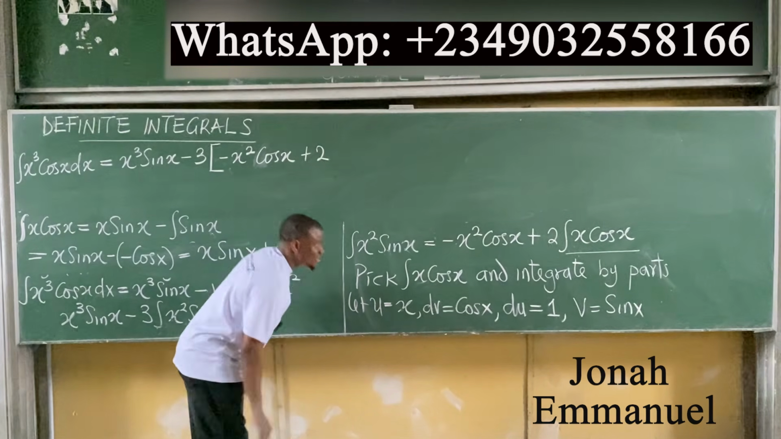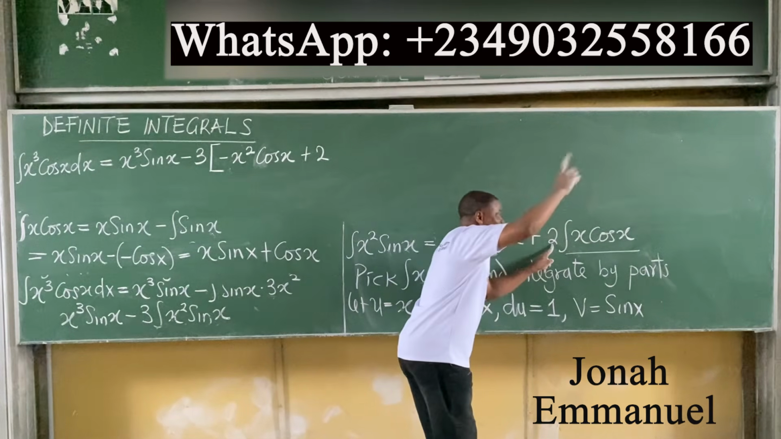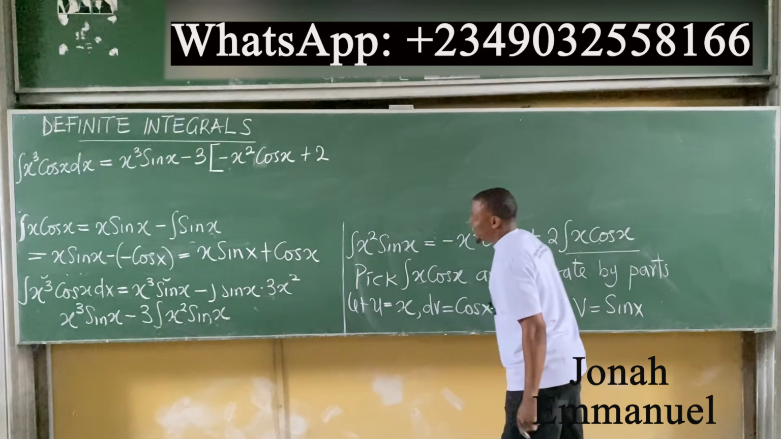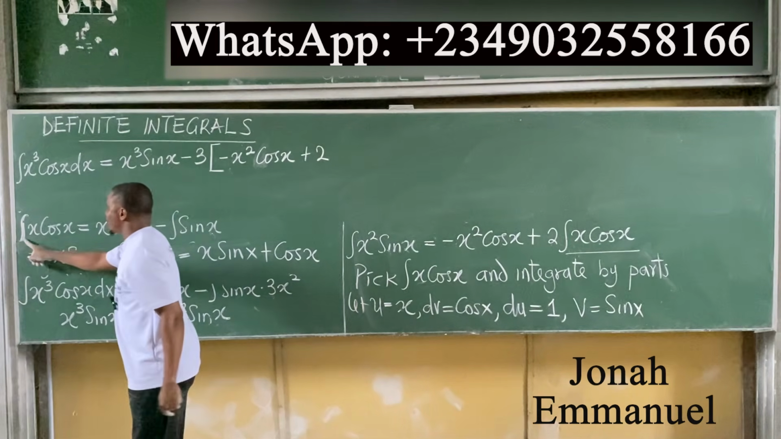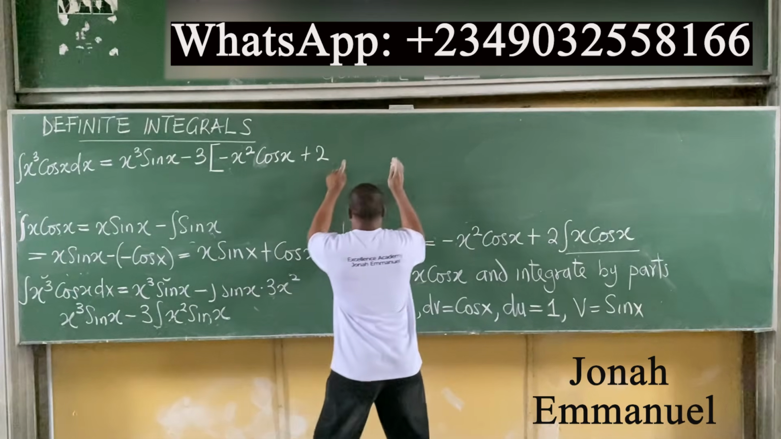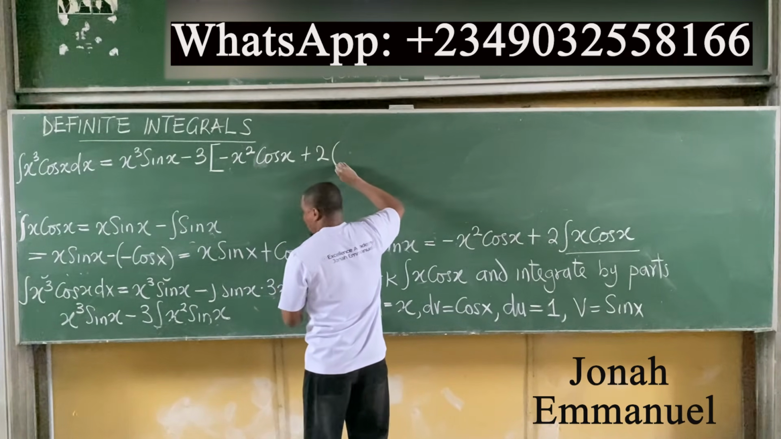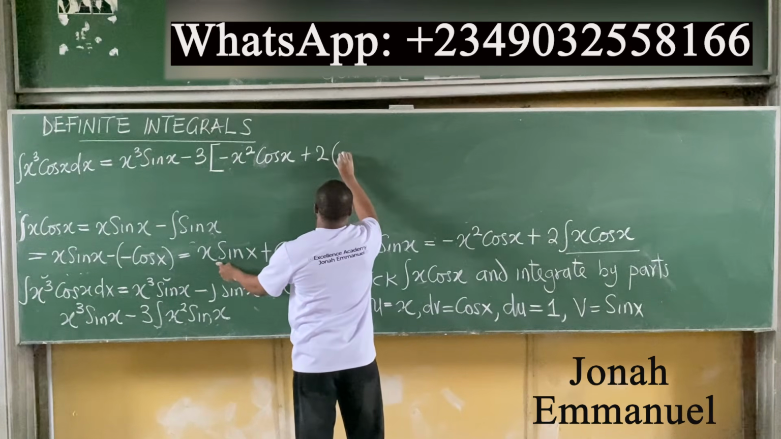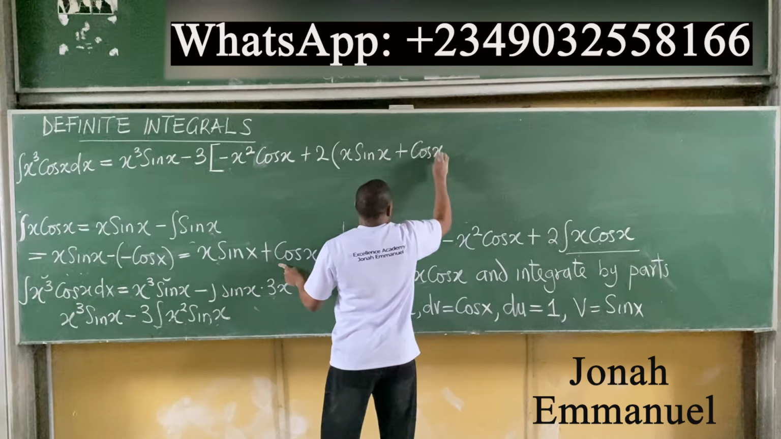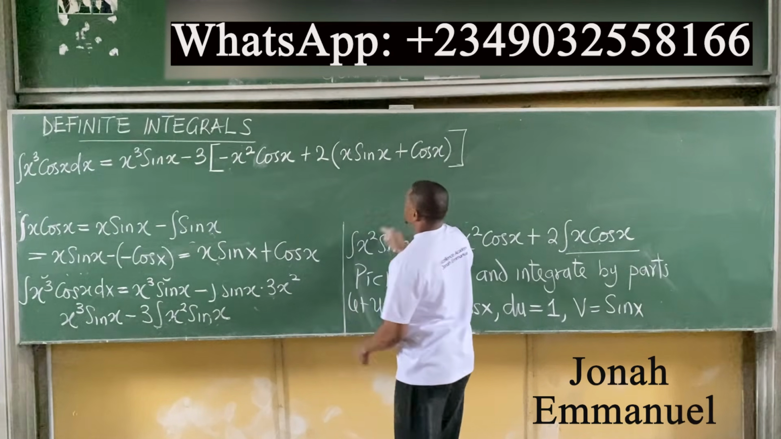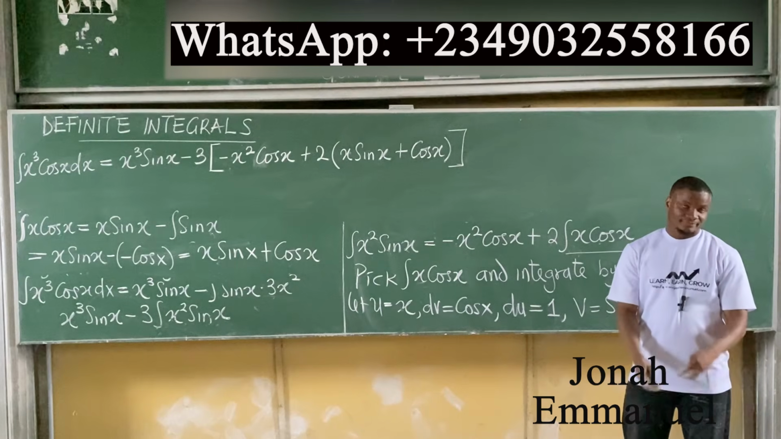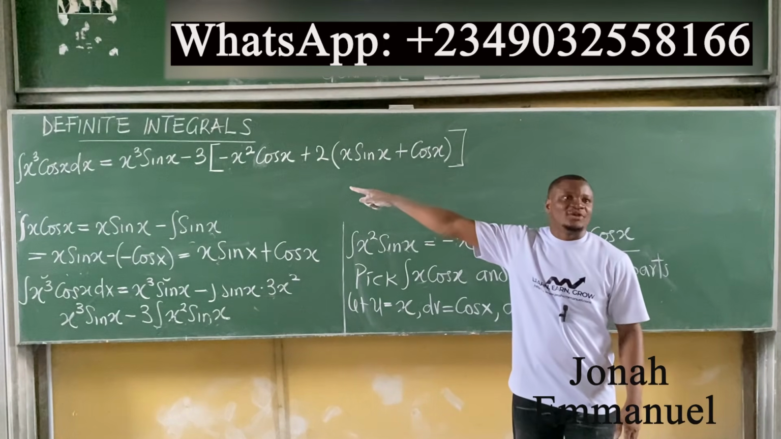Plus 2 times anything you get when you do the integral of x cos x. Do you have that value? When we do the integral of x cos x, what do you get there? A final answer. Bring it here. So plus 2 times that, we have x sine x plus cos x. This is our answer in an unsimplified form. Number two, I have not included the limits of 6 and 0.